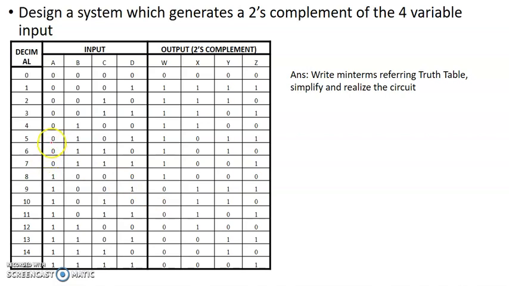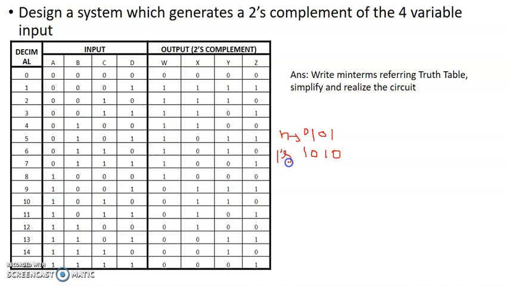So for example, I just consider this 0, 1, 0, 1 condition. What is the 1's complement of this 0, 1, 0, 1? It is 1, 0, 1, 0. This is the 1's complement of the number.